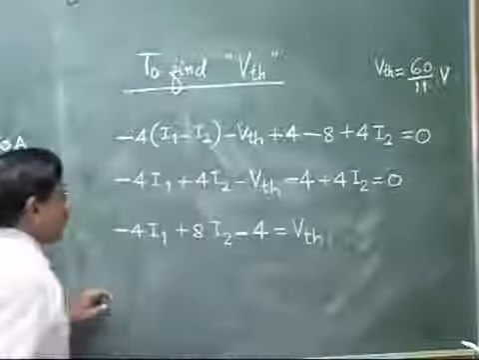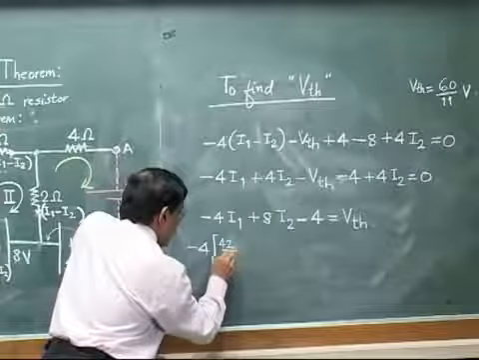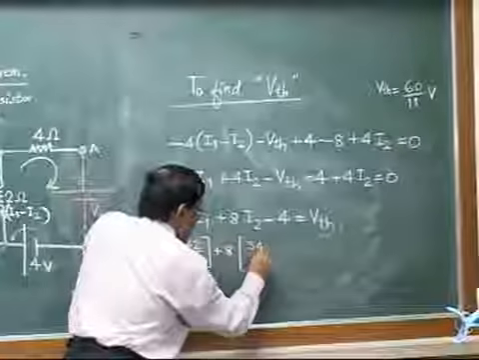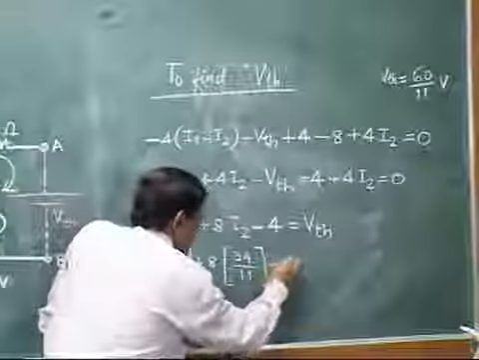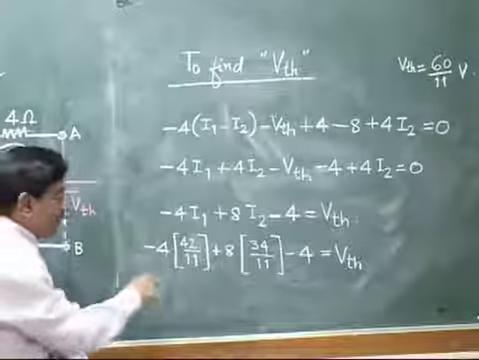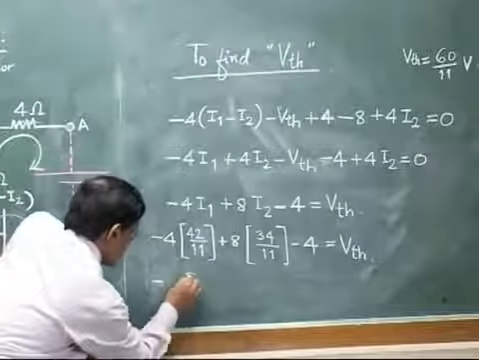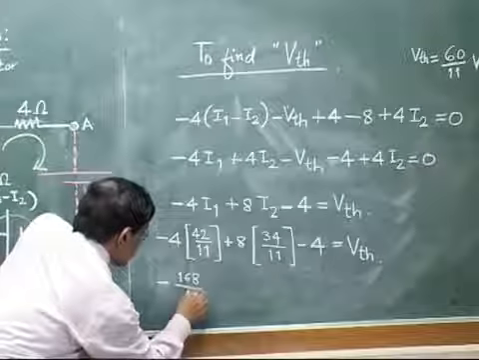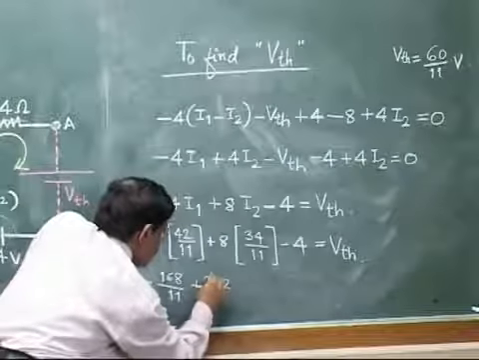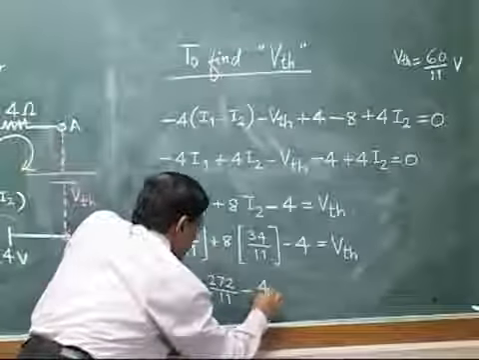Now let us introduce the values again. Minus 4 times, what was our I1? Our I1 was 42 by 11. Plus 8 I2. What was our value for I2? 34 by 11. Minus 4. So at this step, we have put the values of I1 and I2 as we have got earlier. Let us further simplify it. This will be minus 168 by 11. Then this will be plus 272 by 11. Then minus 4 must be equal to VTH.